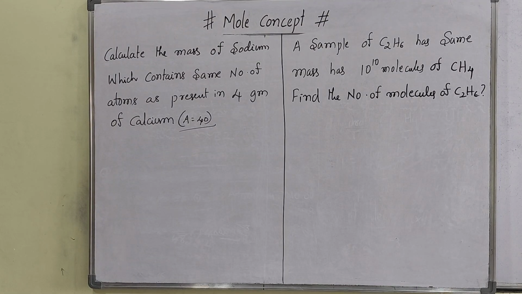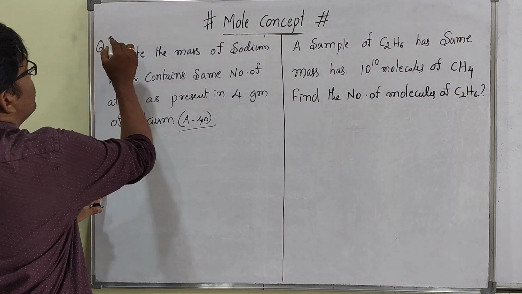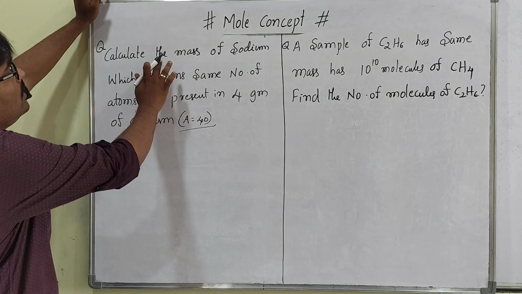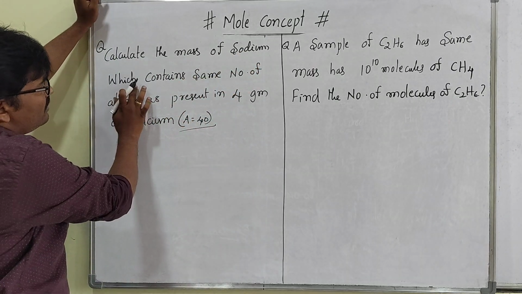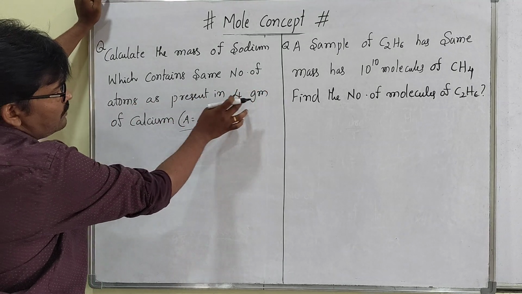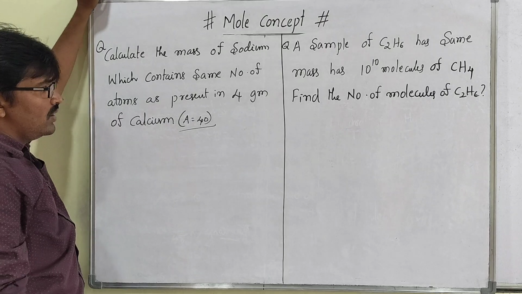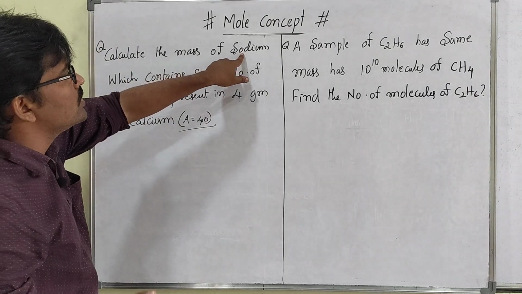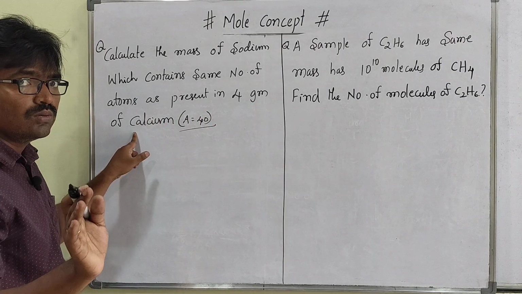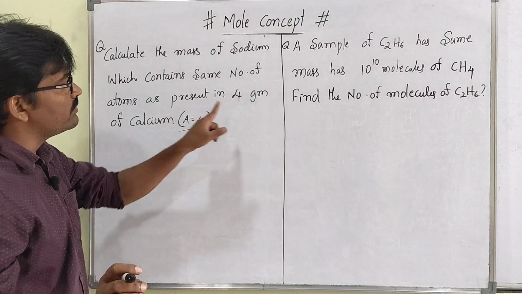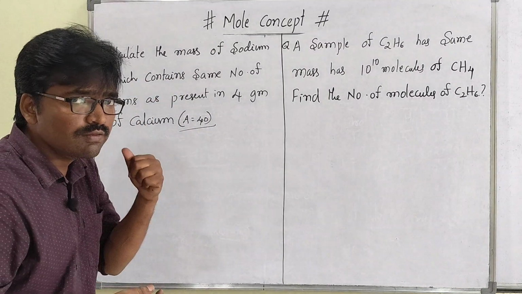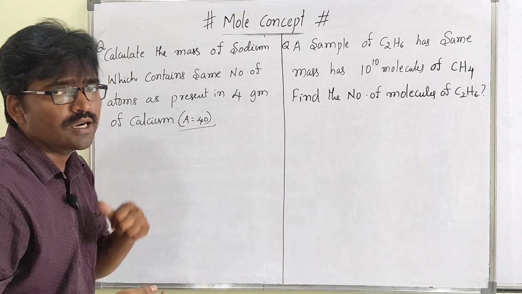Look, my dear students, two more important questions are there here based on the mole concept only. Calculate the mass of sodium which contains the same number of atoms as present in 4 grams of calcium. Here they don't say how many sodium atoms there are, but whatever number of atoms are in 4 grams of calcium, the same number of atoms are in the sodium. Then what is the weight of those sodium atoms, the question asks.